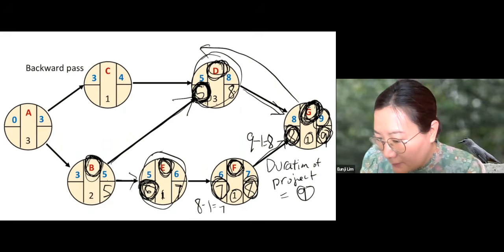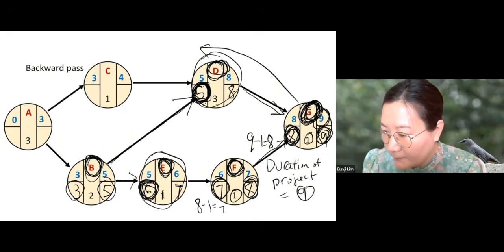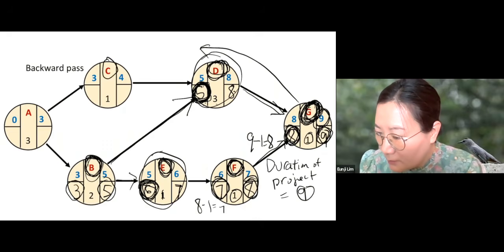Okay. That's the latest finish time of B. What's the latest start time of B? 5 minus 2, which is 3. Let's go to C. When is the latest finish time of C?